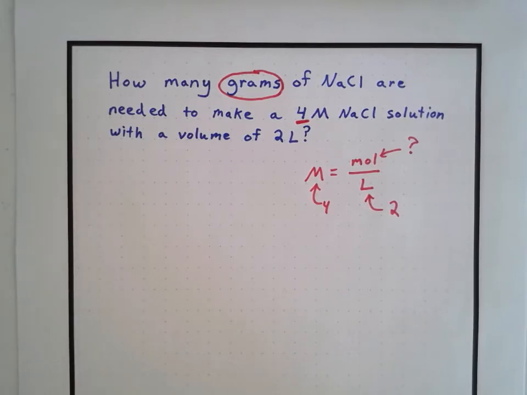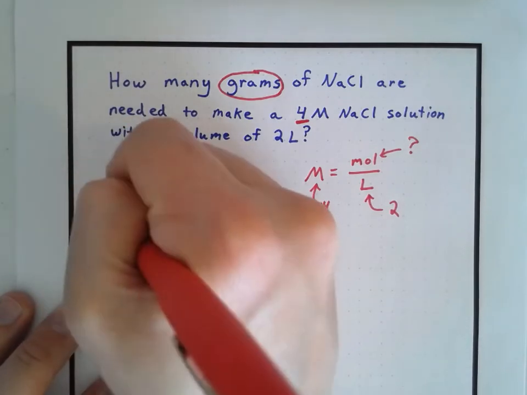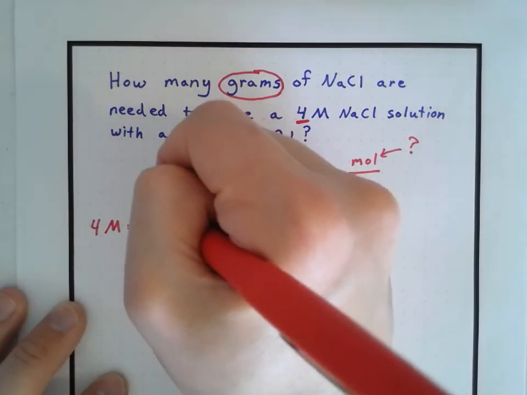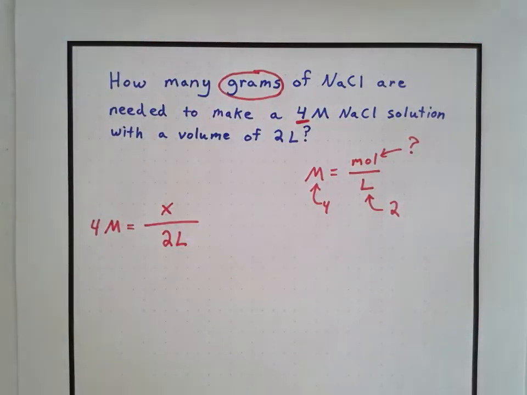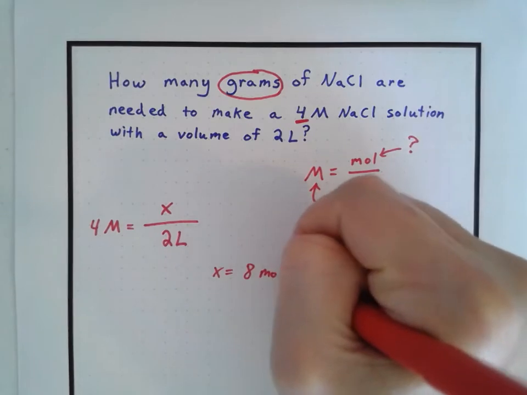We just need to figure out how many moles of salt are going to be needed to make this happen. So again, we've got 4 molar is equal to moles over 2 liters, and we'll put the moles in as X. For this particular problem, we'll be taking 4 times 2, so X is going to be equal to 8, so we're going to have 8 moles of NaCl.